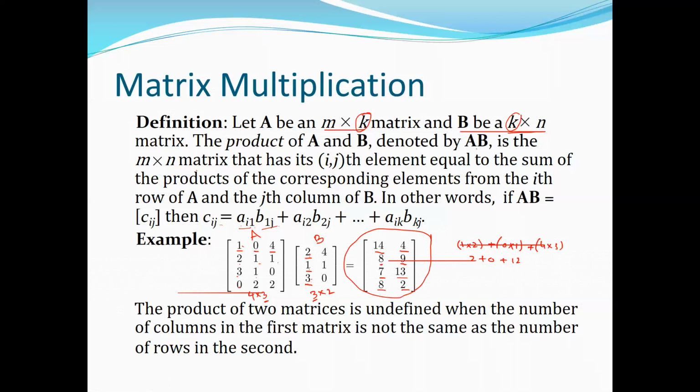So the multiplication is done by this formula, that you can obtain the element by multiplying the row with the column, the whole column, and add the corresponding numbers, right? So the product of two matrices is undefined when the number of columns in the first matrix is not the same as the number of rows in the second matrix, right? That's what we discussed just a few minutes ago.